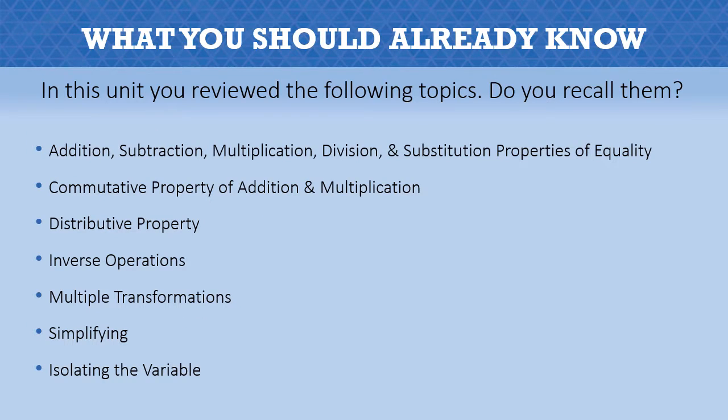So what you should already know how to do from this unit is the addition, subtraction, multiplication, and division properties of equality. So this is when we do the inverse or opposite operations to help us solve an equation. The commutative property of addition and multiplication. This is whatever we do to one side, we have to do to the other.